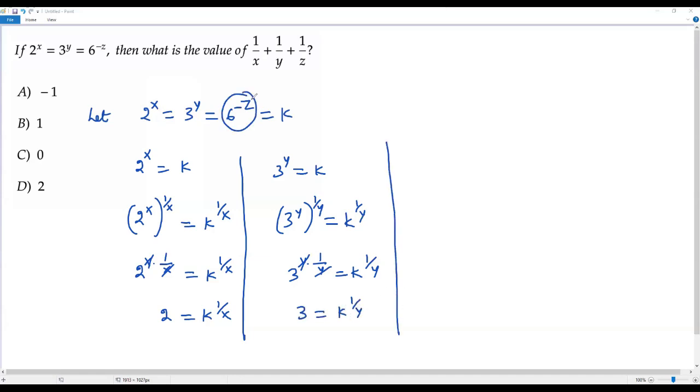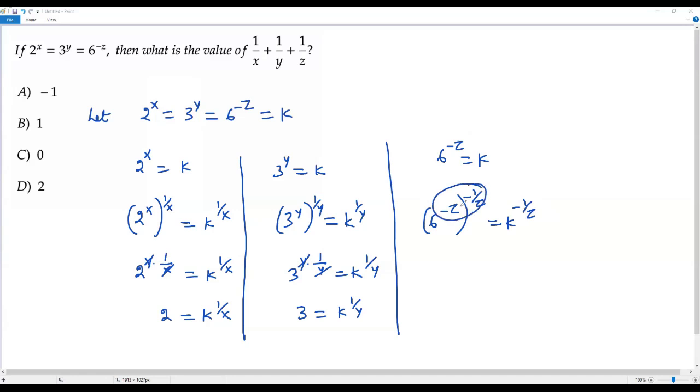Okay, now let me equate the third term to k. Then I'm getting 6 to the power of negative z equals k. The same thing. So to get rid of the exponent negative z, I have to raise both sides to the power of negative 1 over z. That's the reciprocal of this negative z. Then I'm getting 6 to the negative z power raised to the power of negative 1 over z equals k to the power of negative 1 over z.